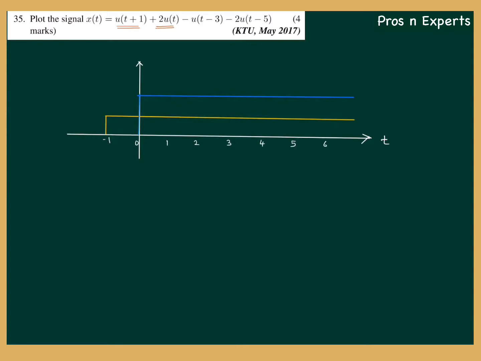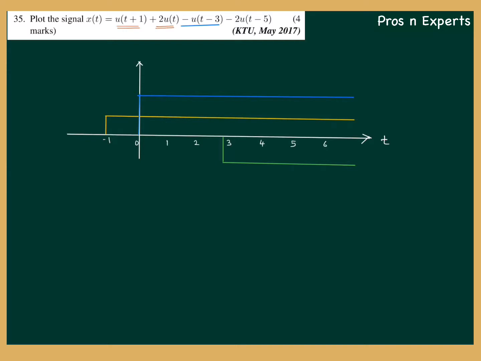Now what is the next term? It is minus u of t minus 3, right? Minus u of t minus 3 is not plus u of t minus 3. If at all it was plus u of t minus 3, it would have been a step signal starting from t equal to 3. But it is minus u of t minus 3. Let me draw minus u of t minus 3. So it is a negative step with amplitude minus 1 starting from t equal to 3 and extending out to positive infinity.